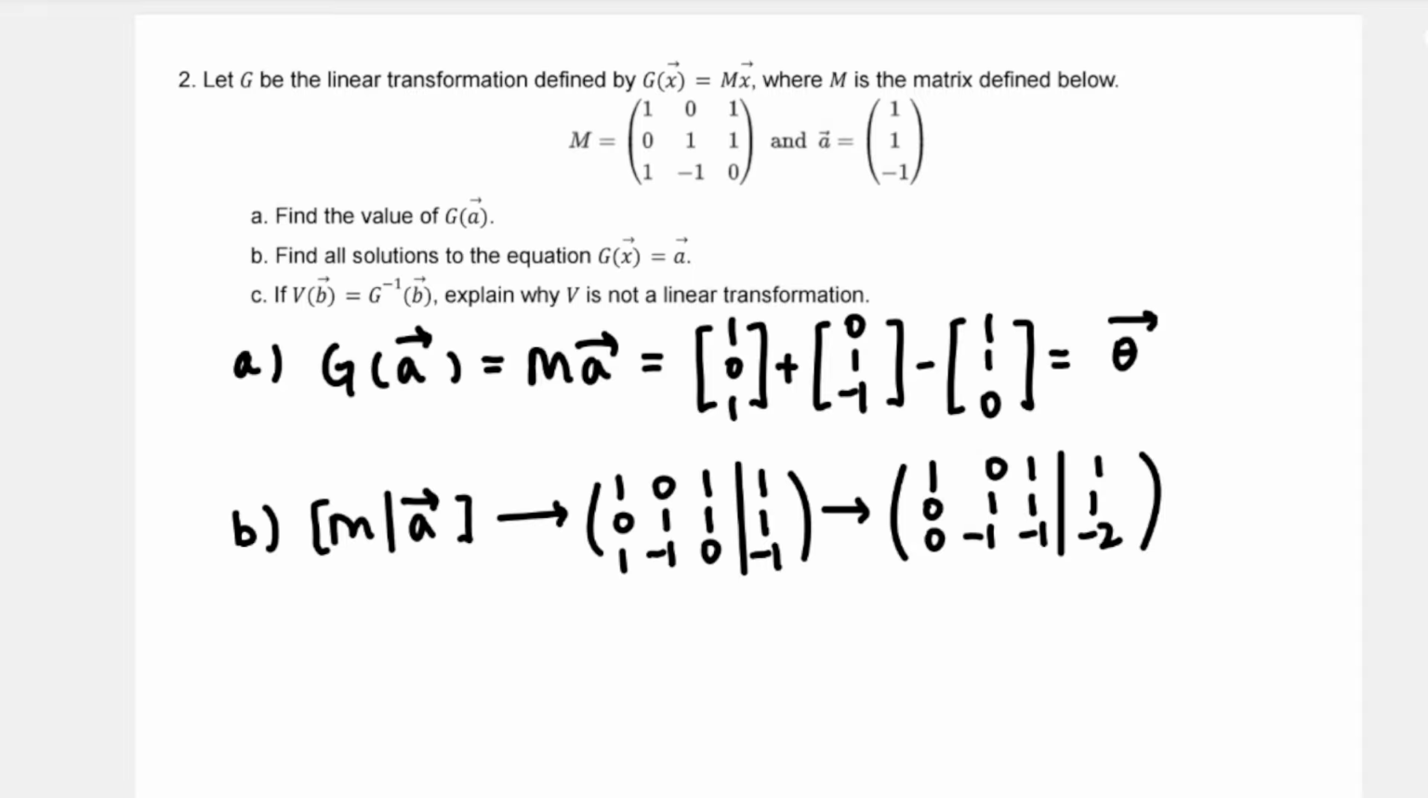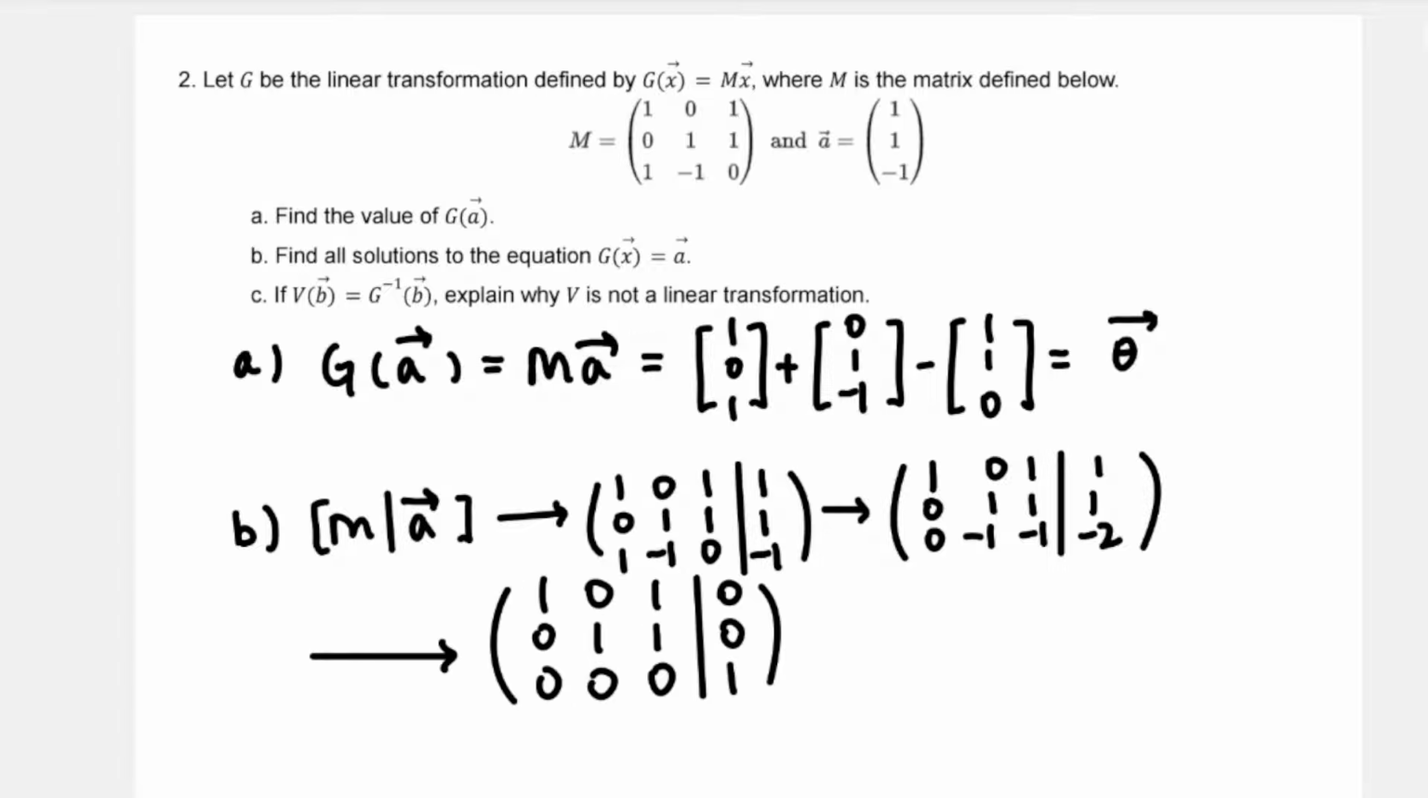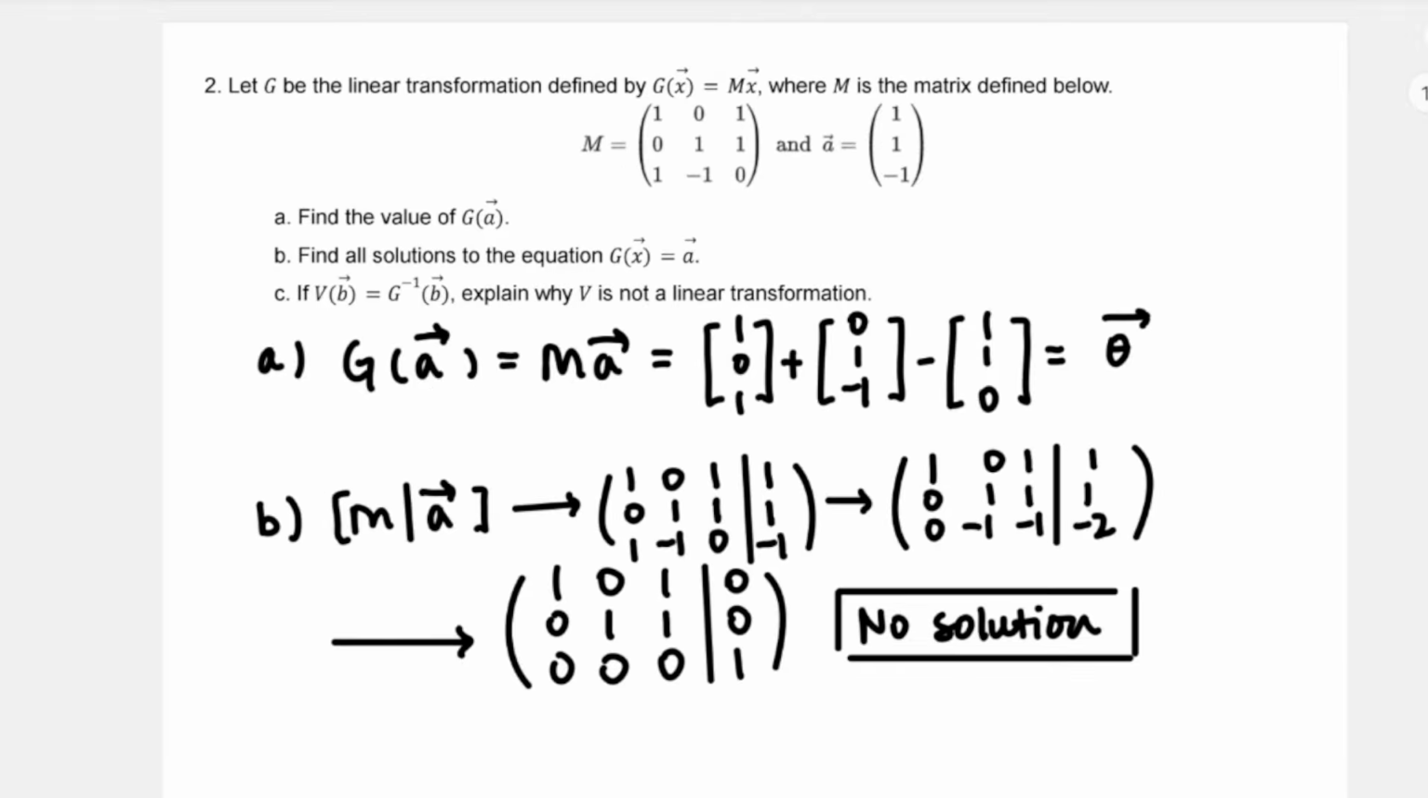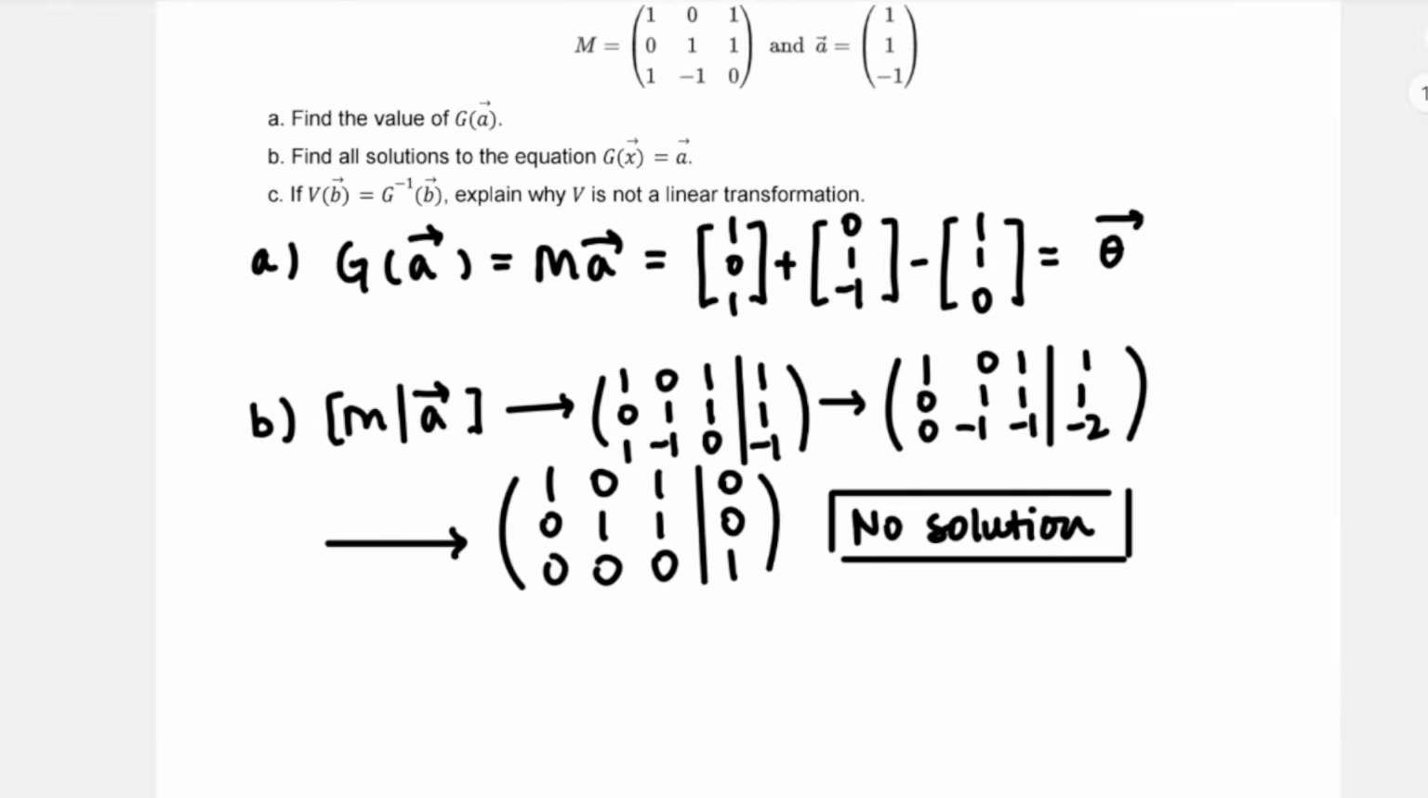And then I might add the 2nd row down onto the 3rd row, and you might even look at this matrix right here and realize, okay, this system is not going to have a solution. But if I take it all the way to reduced row echelon form, it would look like that, and I can see, okay, I've got 0 equaling 1. This is going to be a no solution scenario. Okay, so there are no solutions to the equation g of x equals a.